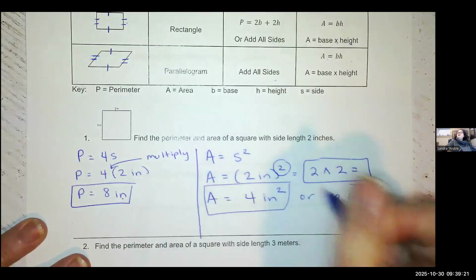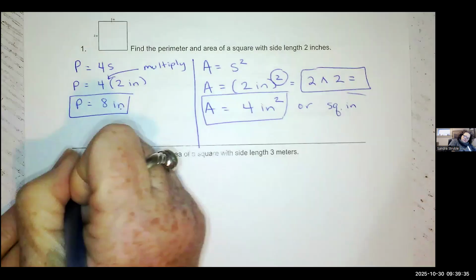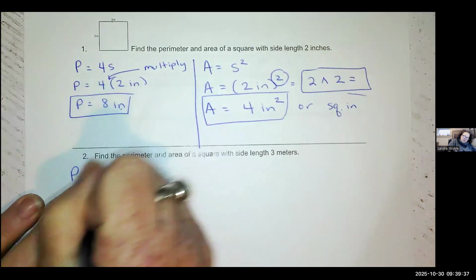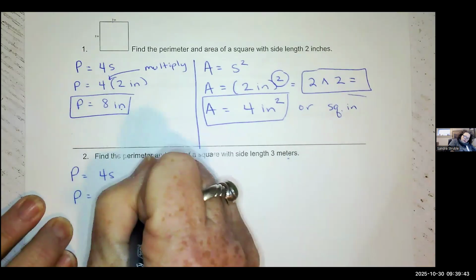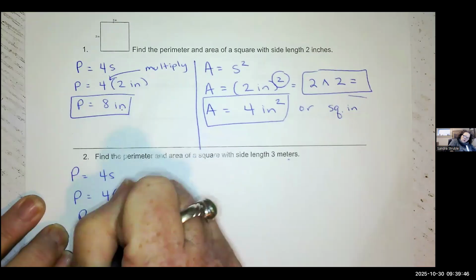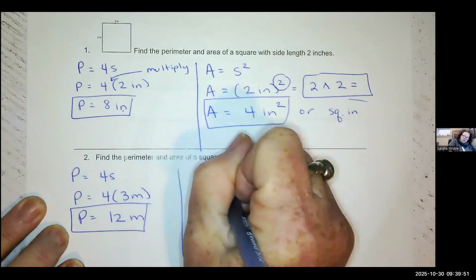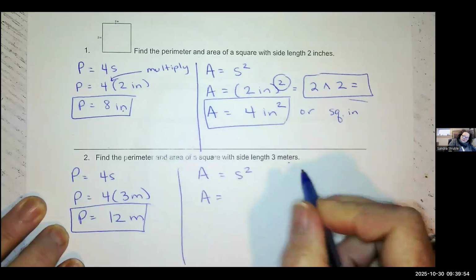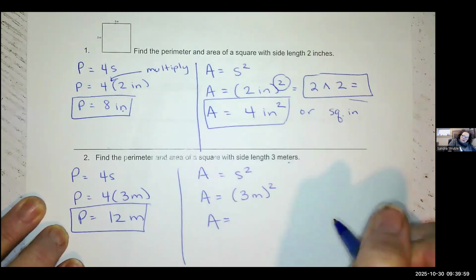Find the perimeter and the area of a square with side length 3 meters. Please pause the video, attempt this one yourself, and come back to see how you do. Okay. All right, find the perimeter. Perimeter is 4s. 4 times 3 meters. 4 times 3 is 12 meters. There's my perimeter. Area is side squared. 3 meters squared. 3 squared is 3 times 3, which is 9. Do not forget to square your meters.